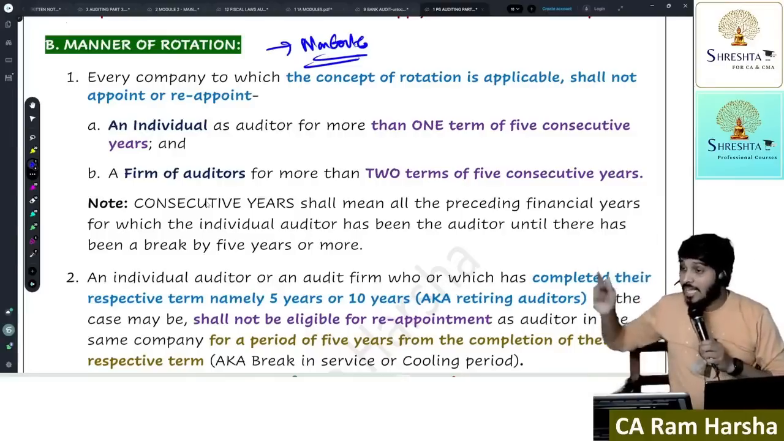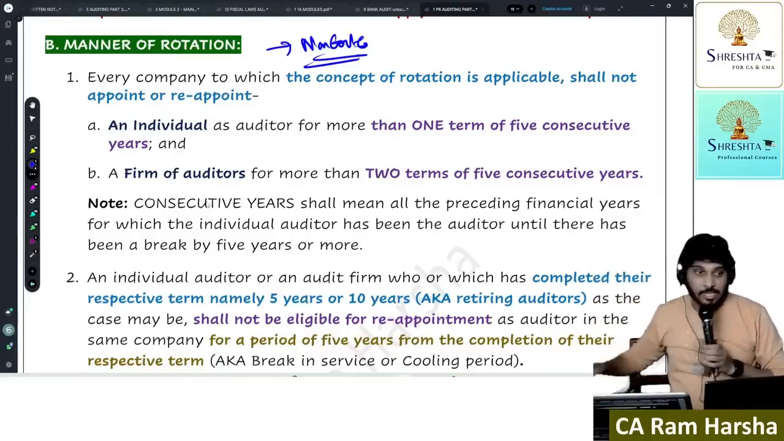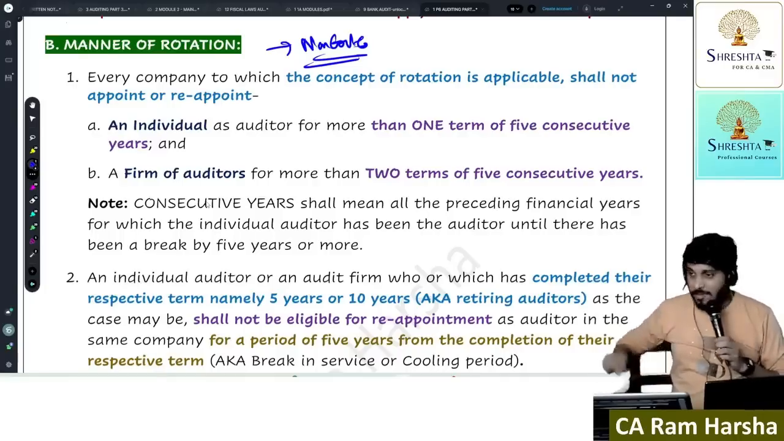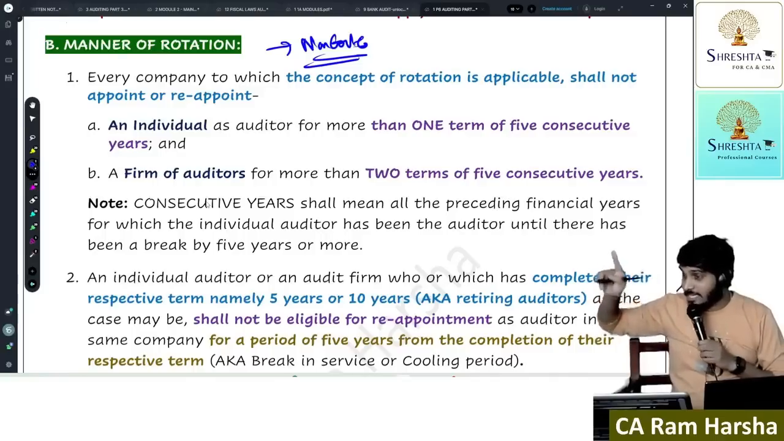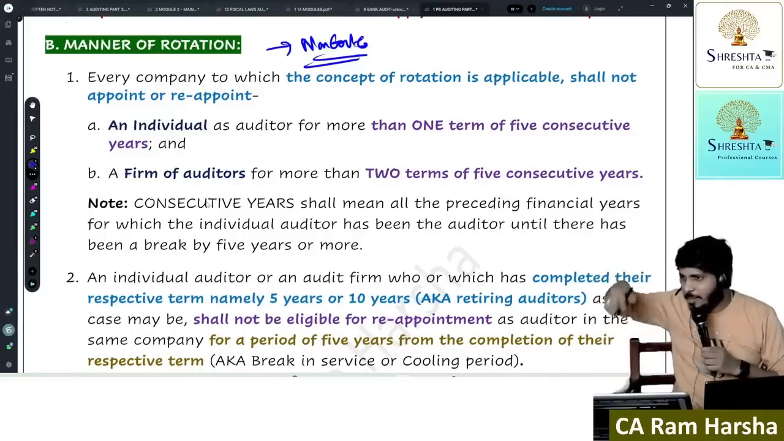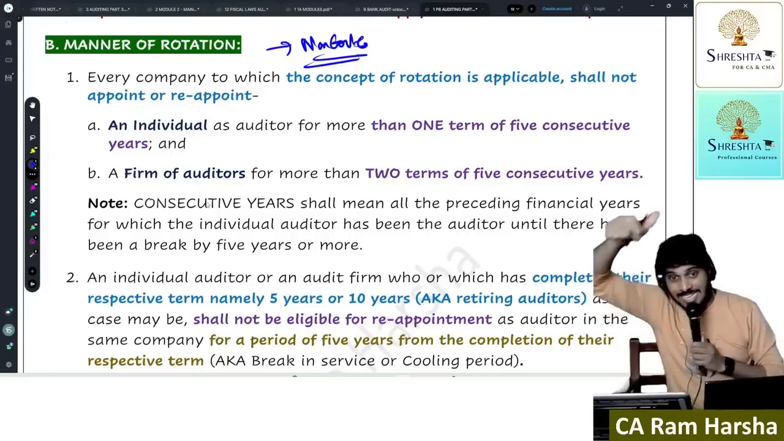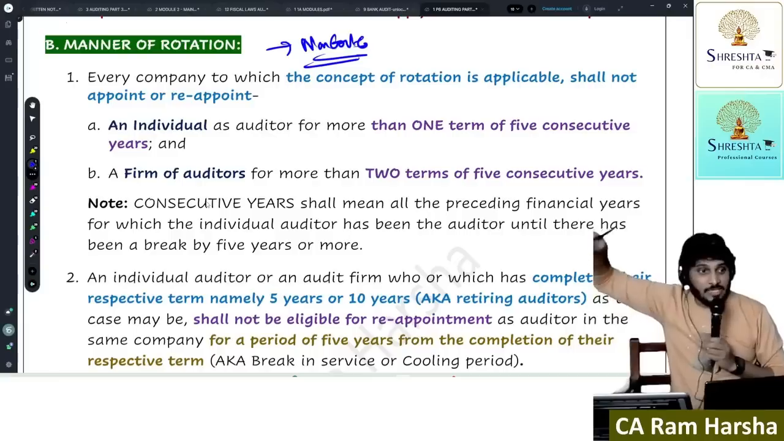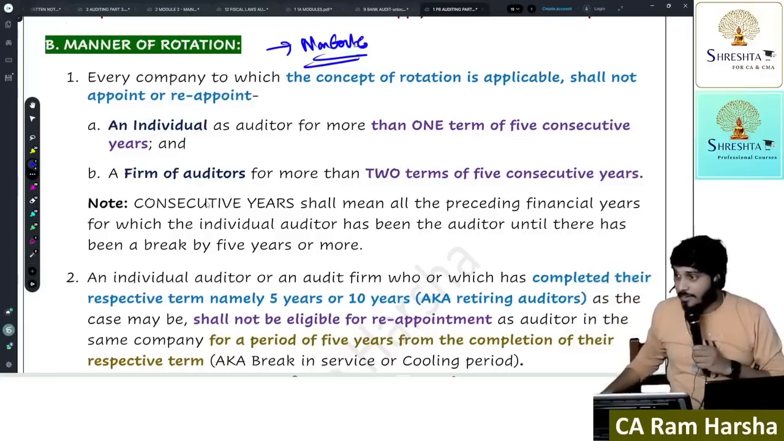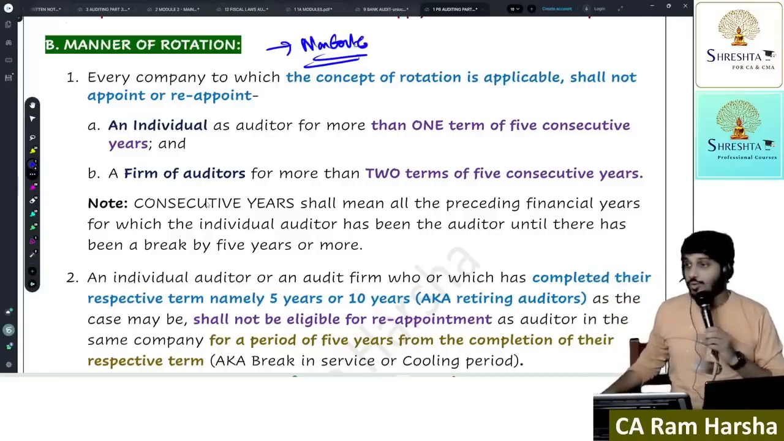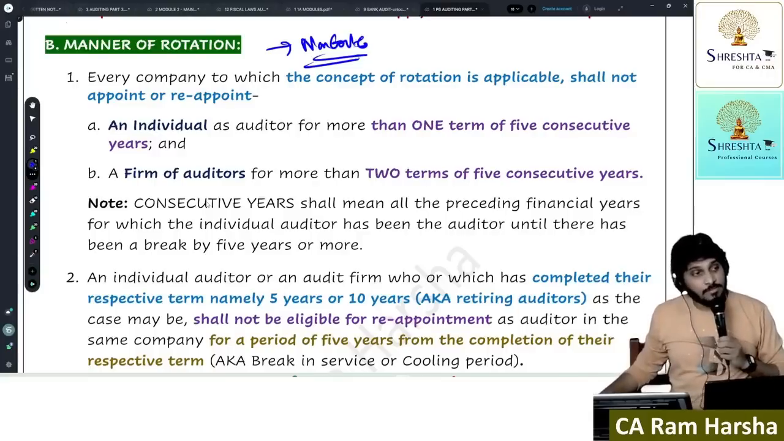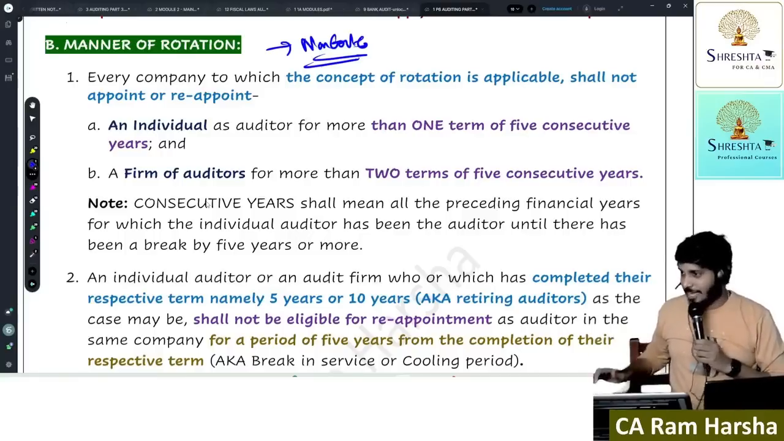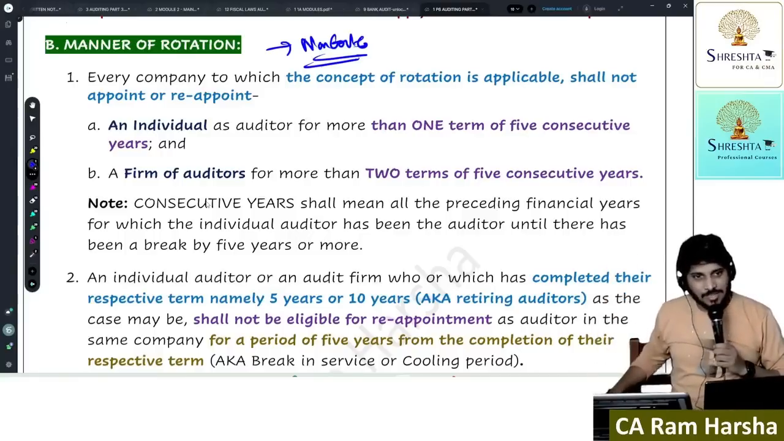Correct? Suppose it is a partnership firm as my auditor. Can I appoint it for 10 years at a time? No. I will appoint for one term of 5 consecutive years. Can I immediately reappoint for another term of 5 years? Yes. Another term we appointed. After the 11th AGM, can we appoint again for one more term of 5 years? No. How many years should we block them? 5.